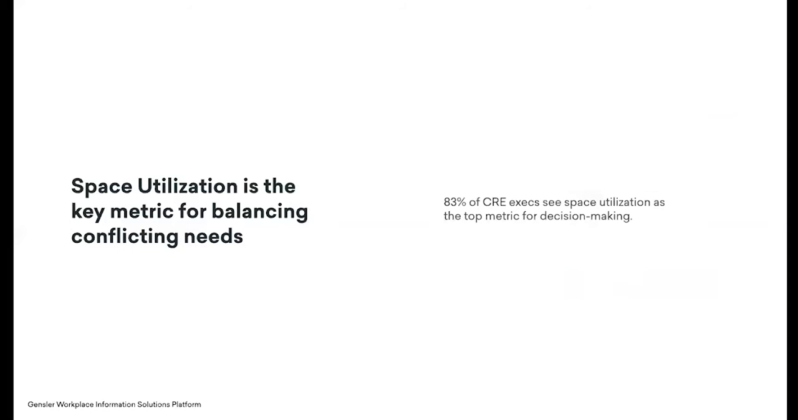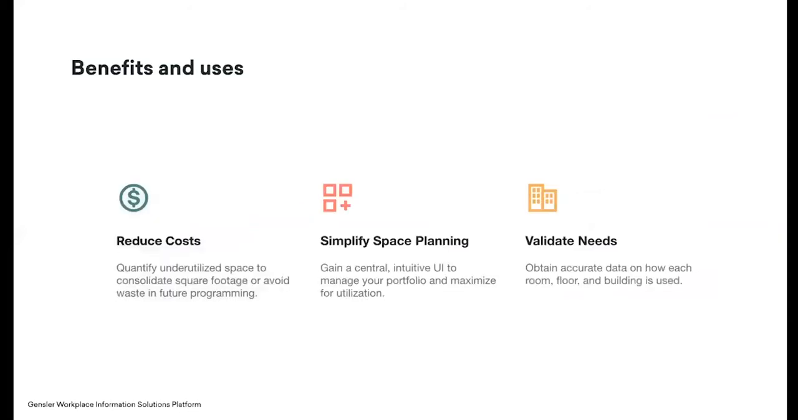So if it's halfway utilized, it's maybe 50% of what it was intended to be at any given time. And you can start to really understand how your space performs so that you can create something that's going to meet their needs, but also not be wasteful. So the uses and benefits of actually getting data on how people use space are threefold. You can reduce costs because you're not spending money on places that aren't being used. You can simplify space planning around data and validate needs.